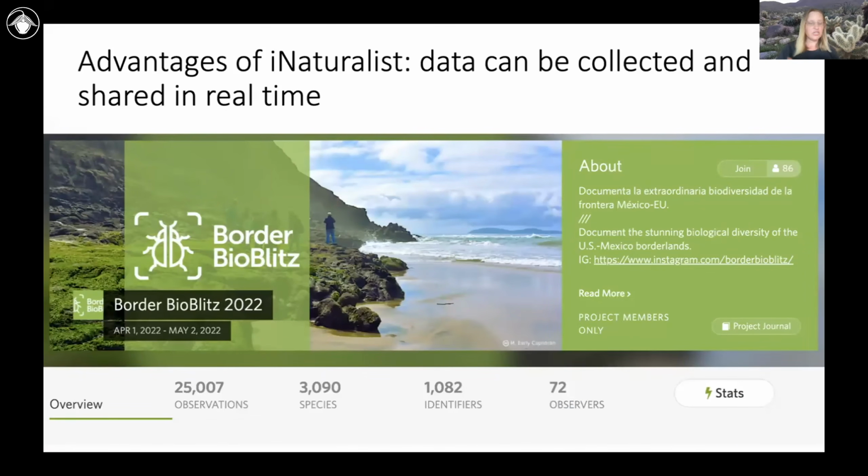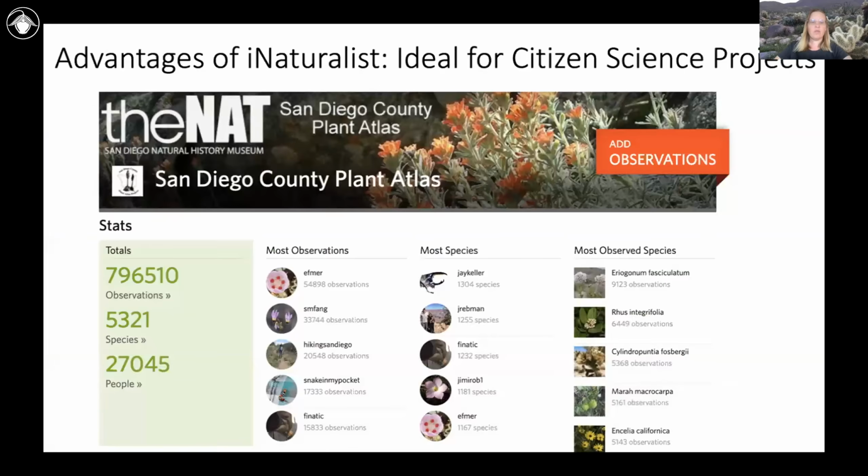You can collect and share data in real time. So this is just a really wonderful way to conduct a BioBlitz, for example, where you may have a huge citizen science effort. People are all collecting at once and can work together. And people like to gamify it or have a contest of who can see the most species in a short time or something.